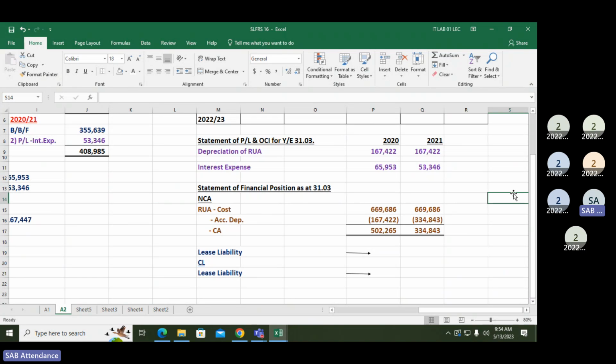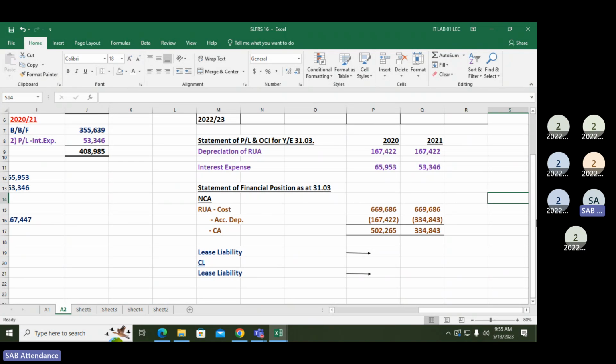So the statement of profit or loss extracts are straightforward. We have calculated the depreciation and we have calculated the interest expense. Then the non-current asset, we have to show the right of use asset, their cost, accumulated depreciation and the carrying amount. So cost minus accumulated depreciation. You can take each year's accumulated depreciation balance, deduct it from the cost. You can show the carrying amount.